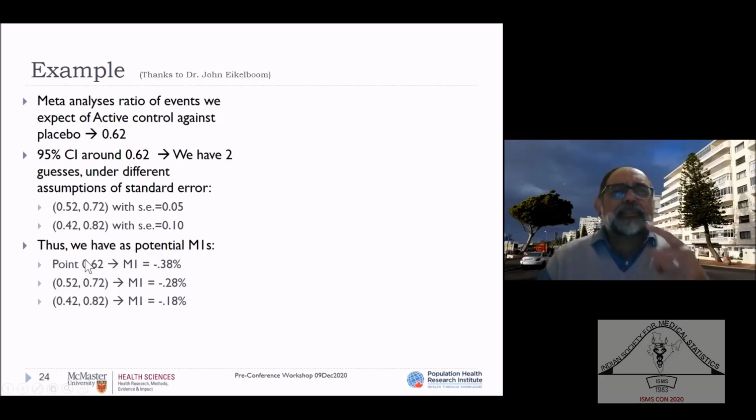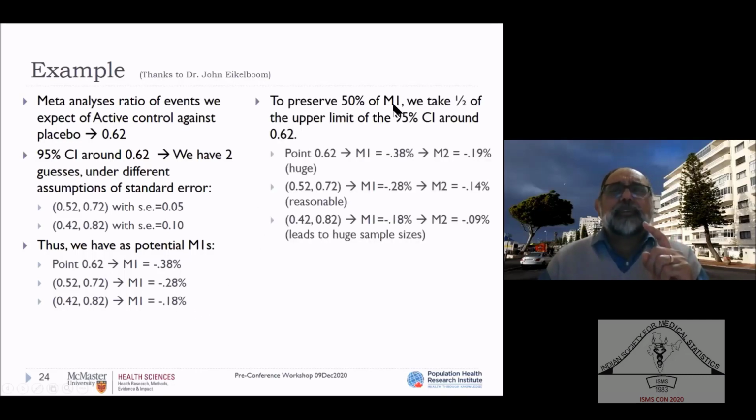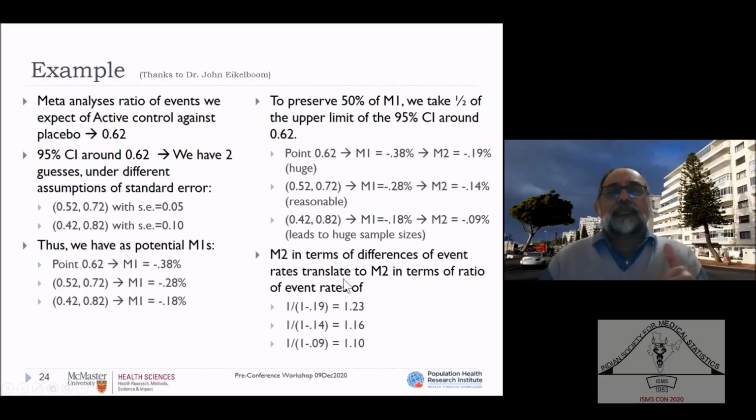So they had three potential M1s, either 0.62 or then the upper bound 0.72 or 0.82. So the M1s were minus 0.38, minus 0.28, or minus 0.18. To preserve 50% of it, you take half of it, so minus 0.19, minus 0.14, or minus 0.09, and then we convert it back to ratio of event rates. And so you had either 1.23, 1.16, or 1.10, and they went with the middle ground here of 1.16.